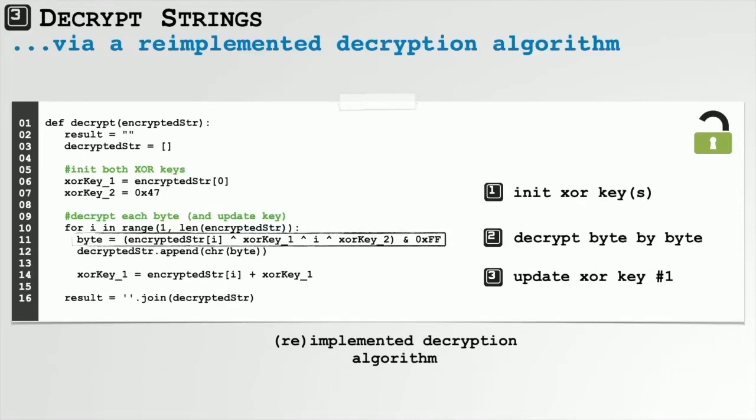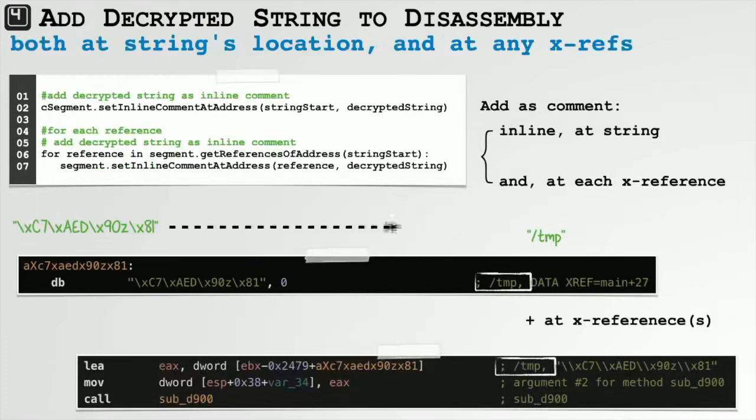It's about 15 lines of Python. We init the XOR keys. The first XOR key comes from the encrypted string itself. The second one is hard-coded to 47. And then what we do is we just iterate over each byte of the encrypted string, applying the decryption XOR keys. End result is we will have the decrypted string.